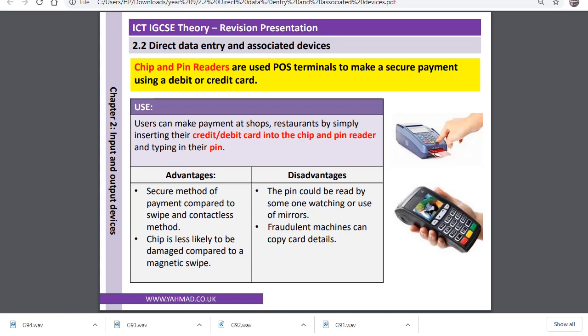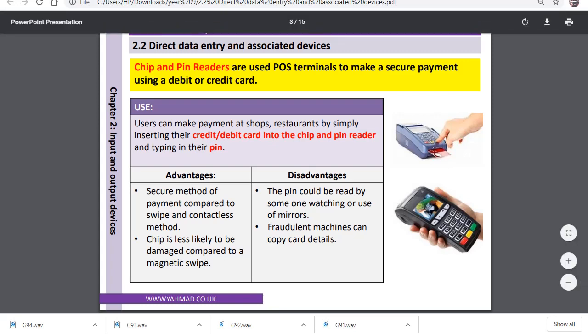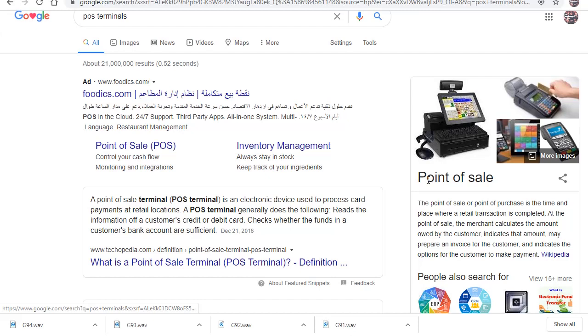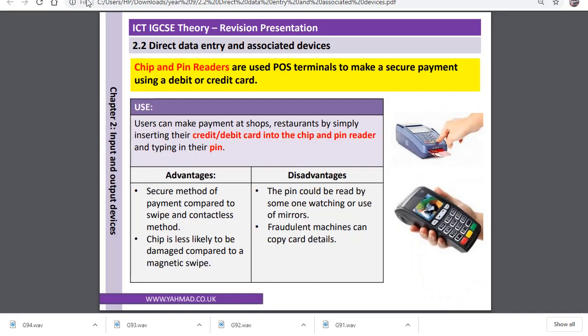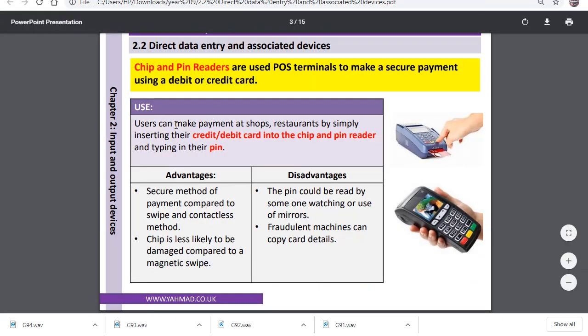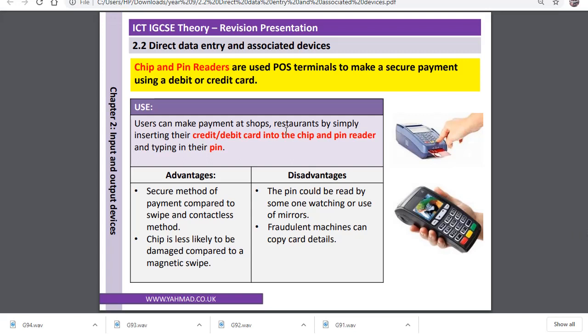Devices we're having are chip and pin readers. Chip and pin are used at POS terminals to make a secure payment using a debit or a credit card. If you don't know what POS terminals are, here we have examples for point of sale. POS is an abbreviation for point of sale, the same as we're having in cashiers, in shops, and restaurants for secure payment. The usage of chip and pin readers, they will be used to make a secured payment, as we said, in shops, supermarkets, by simply inserting your debit or credit card into the chip and pin reader and typing in your PIN.